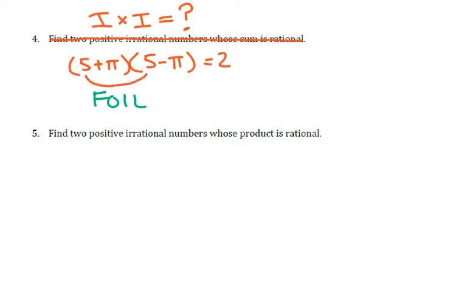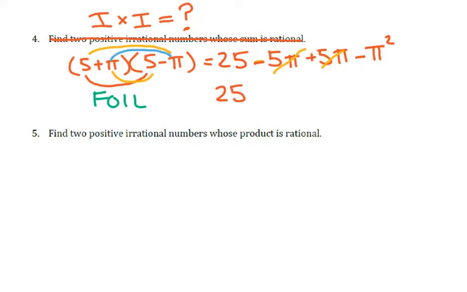First is 25. Outer would be negative 5 pi. Inner is positive 5 pi. And that looks promising. But what about the last? The last is pi times negative pi, and that's just minus pi squared. So I do get some cancellation, but I end up with 25 minus pi squared. And this is not rational.